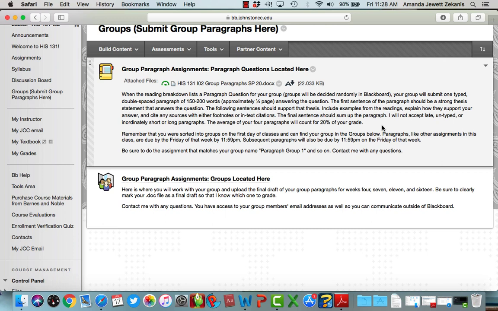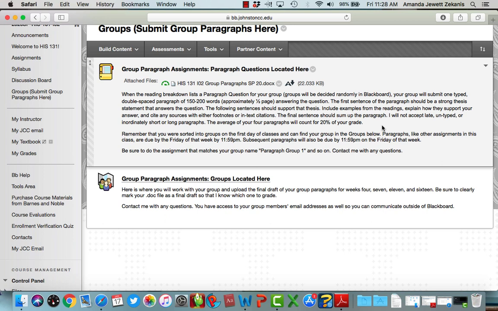I will not accept late, untyped, or inordinately short or long paragraphs. I say 150 to 200 words. If you turn in three sentences, I'm not accepting that. If you turn in two pages, I'm not accepting that either. This is about editing and working together to get a concise, well-written 150 to 200 words answering a question based on some of the things that we've done for that particular week.